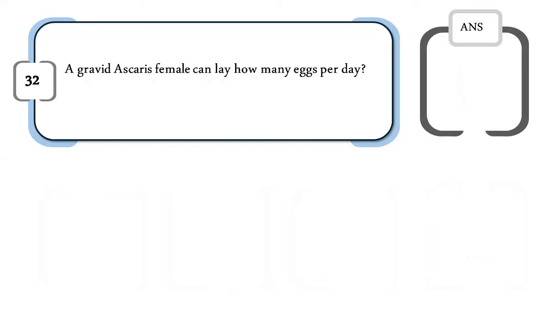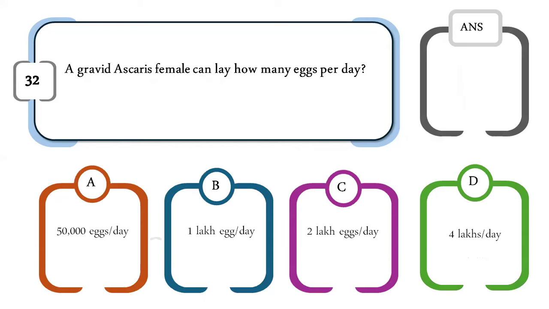Next question, a gravid Ascaris female worm can lay how many eggs per day? Option A, 50,000 eggs per day. Option B, 1 lakh eggs per day. Option C, 2 lakh eggs per day. Option D, 4 lakh eggs per day.